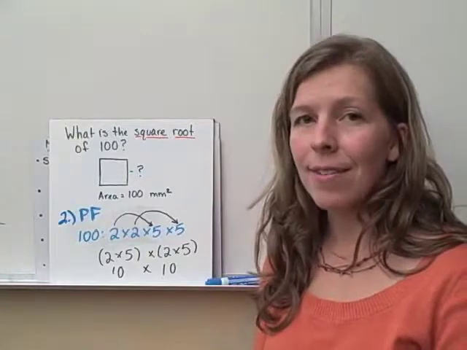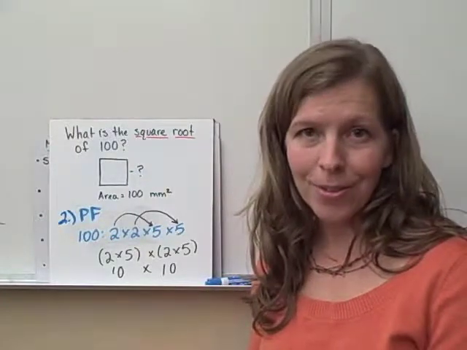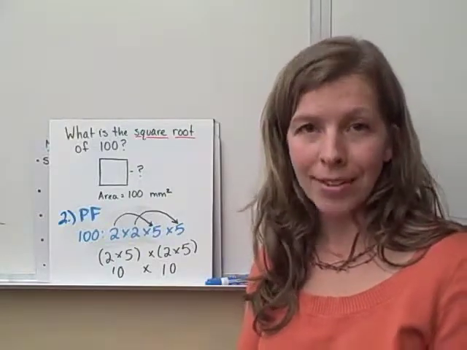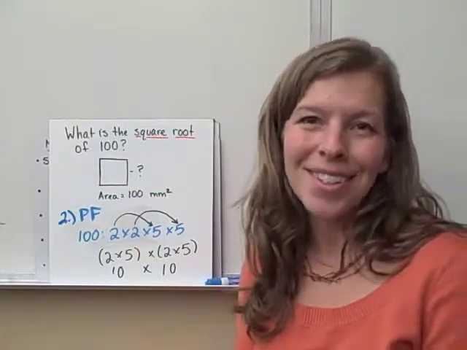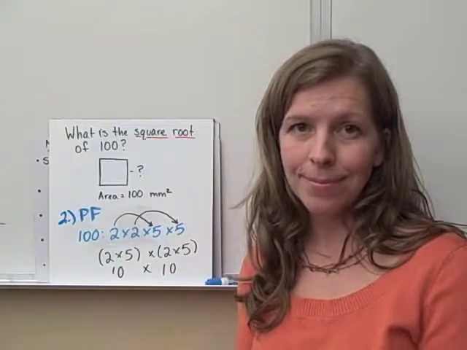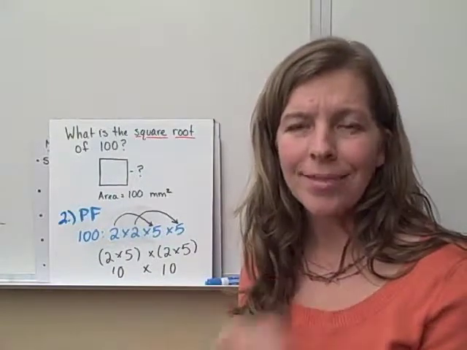Check your list of prime factorizations that I had you draw up and look for those pairs of prime factors and look to see if you can discover what the square roots are of each of those numbers. I hope you hit pause. So pause.